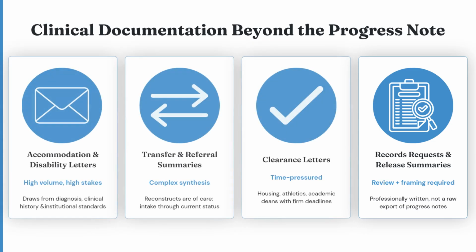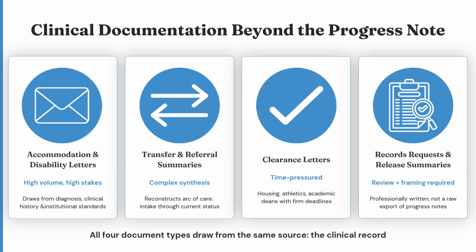And fourth are responses to records requests and release summaries. When a student or an outside party requests clinical records, the counseling center often needs to produce something more useful than a raw export of progress notes: a summary document that represents the record accurately and professionally. These documents require review, synthesis, and careful framing. They are not fast. Now, what do all four of these have in common?